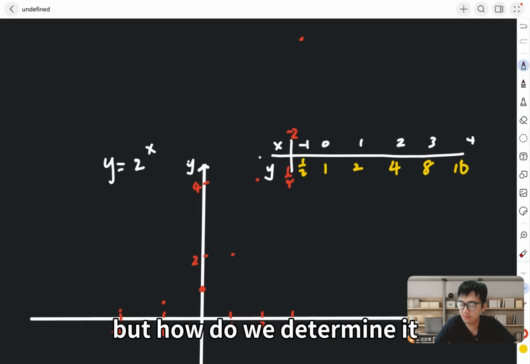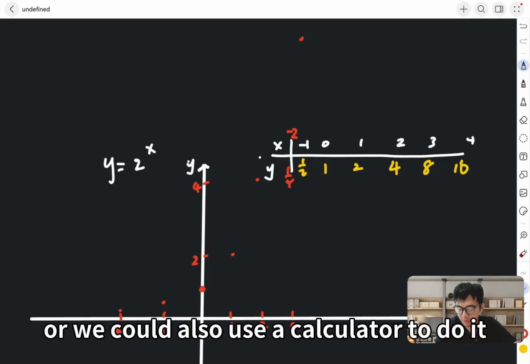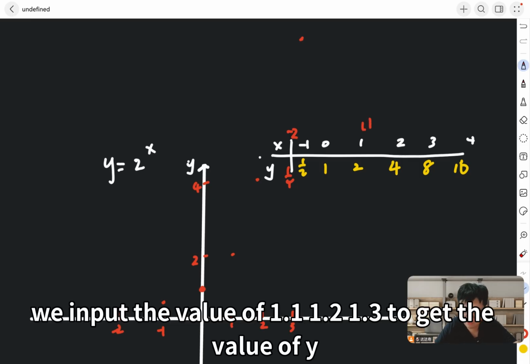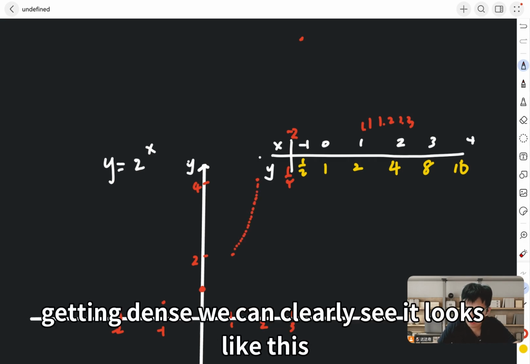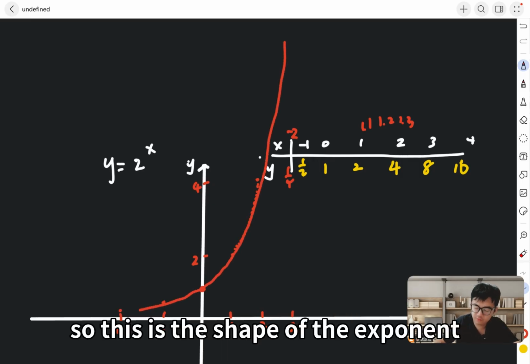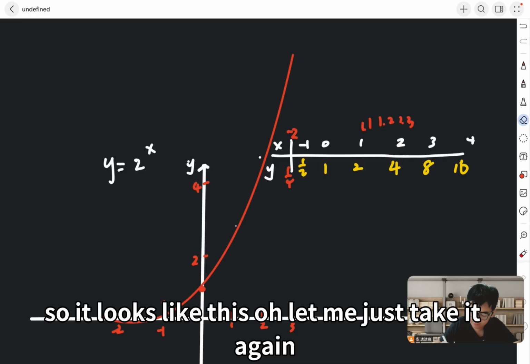But how do we determine it? We can use computers to plot more points, or we could also use a calculator to do it on our own. We input the values of x like 1.1, 1.2, 1.3 to get the value of y. With the points getting dense, we can clearly see it looks like this. So this is the shape of the exponential.